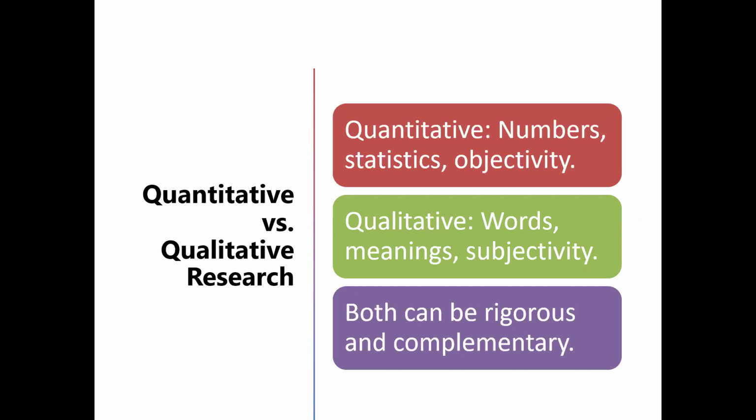If you look into quantitative research, basically it is the research of numbers, statistics, and objectivity. And in qualitative research, words, meaning, and subjectivity are discussed, and both can be rigorous and complementary. Both can be used even in the medical field. Quantitative research can be used for evaluating treatment efficacy and identifying risk factors, and qualitative research can be used to understand patient experiences and explore healthcare perceptions. So both can be rigorous and complementary.